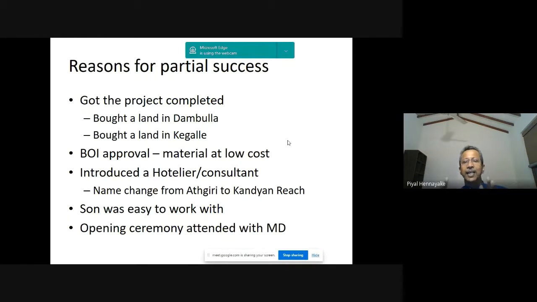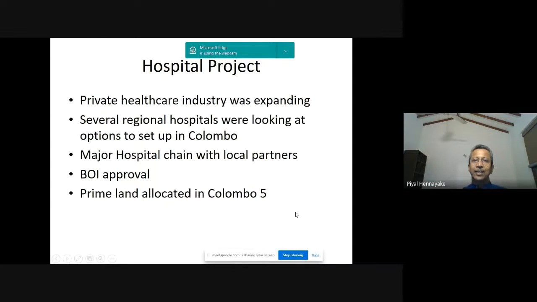Then I introduced a hotelier to them, a consultant, and he changed the name. Earlier, the name they were using was Adgiri, but because it is in Kurunegala, on the Kurunegala Kandy Road, he gave the name Candian Reach, and still the name is there. The father was difficult to work with, but the son was easy. The opening ceremony was attended by myself with Managing Director Mr. Vijay Thirikar. And still the hotel is running, and the son is running the hotel.